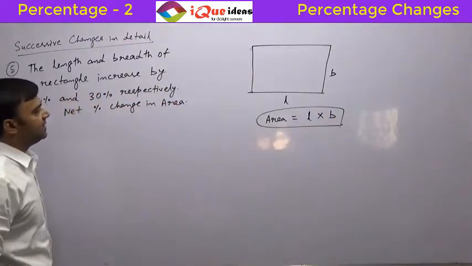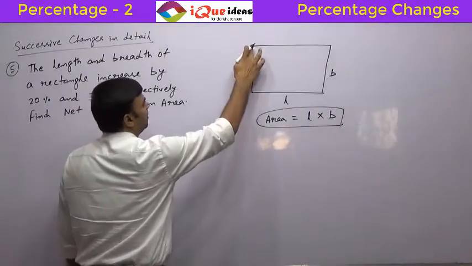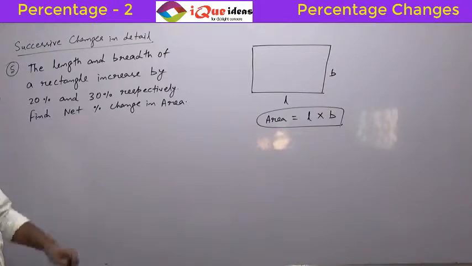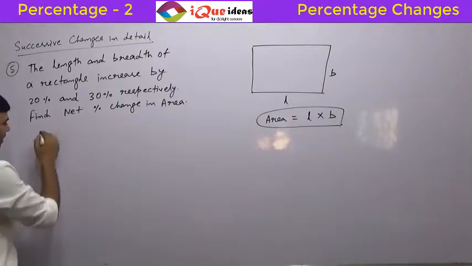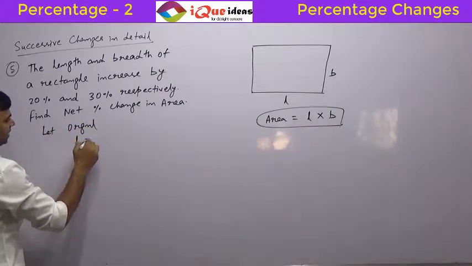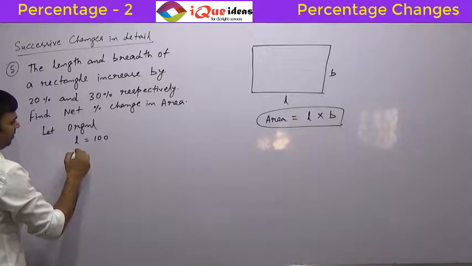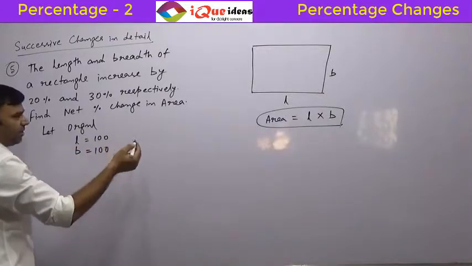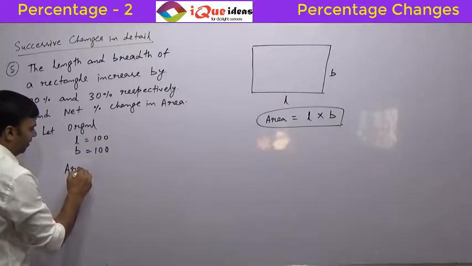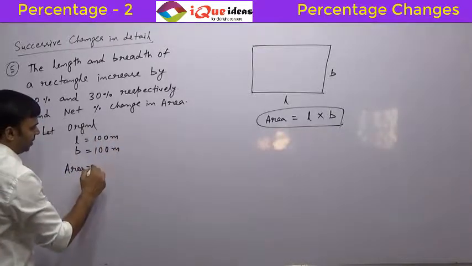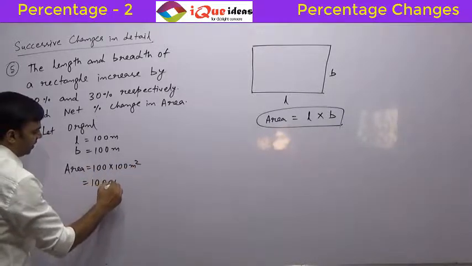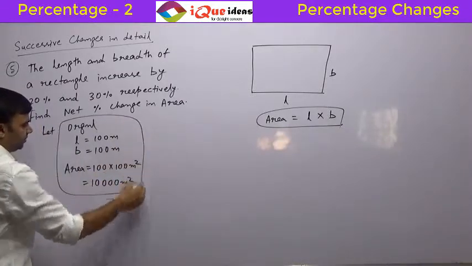Okay. Here in this case, we are saying the length is increased by some percentage and breadth is also increased by some percentage. We'll get to that geometrical aspect of it. First, the numerical process. Let us assume that in the original situation, length is equal to 100, breadth is also equal to 100. Doesn't matter because a square is also a rectangle only. So you can assume any value. So original area will be 100 meter into 100 meter, that is 10,000 meters square. This is the original situation.